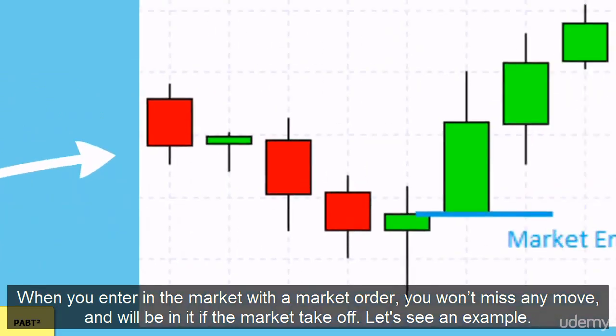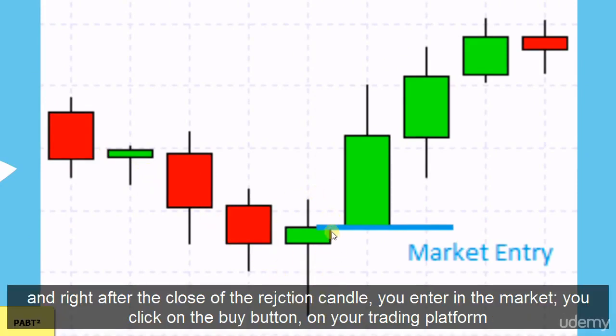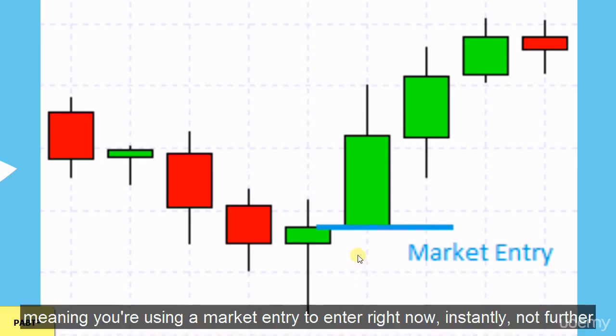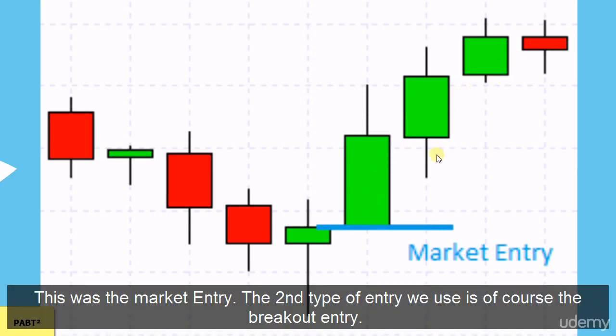Okay, let's see an example. So here you have a market falling and then a rejection candle. So right after the close of the rejection candle, you enter in the market. So you just click on the buy button on your trading platform. So meaning you are using a market entry to enter right now, instantly. So you enter here, okay, and you can profit from the move. So this was the market entry.